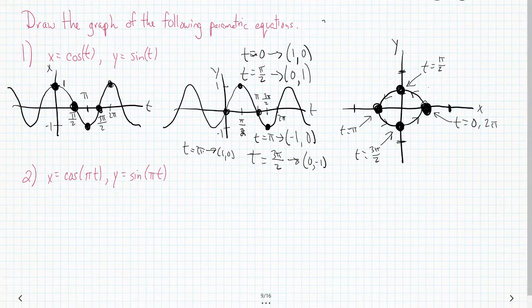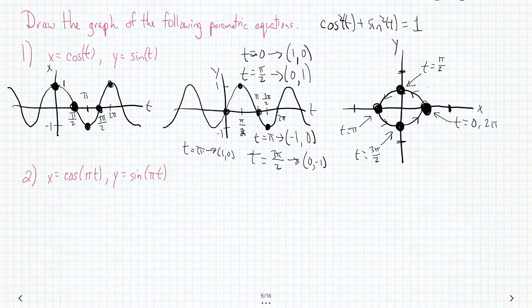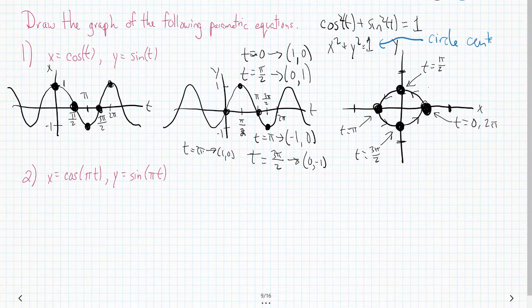And where did it come from? Well, we could have had an easier way to approach this. We could have just used a nice way to get rid of the parameter. Notice you get cosine squared t plus sine squared t equals 1. That's just a property of those. So in this case, what do you have? You have x squared plus y squared equals 1. And what the heck is that? Well, we recognize that, or at least I hope we do. This is a circle centered at 0, 0 with radius 1.